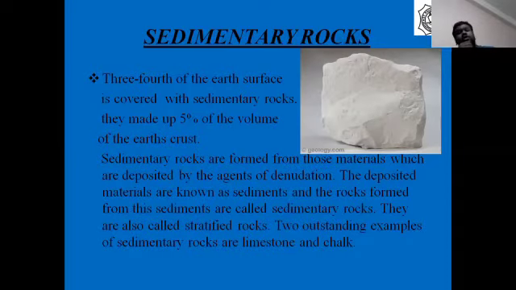They are also called stratified rocks. Why are they called stratified rocks? In sedimentary rocks, you will find different layers. Two outstanding examples of sedimentary rocks are limestone and chalk. These are two important sedimentary rocks.